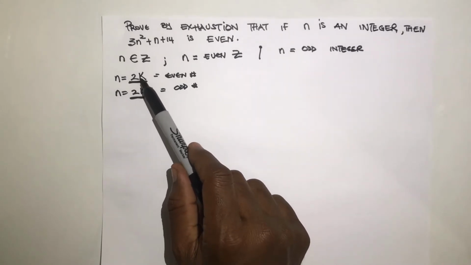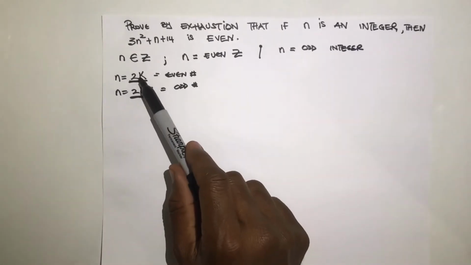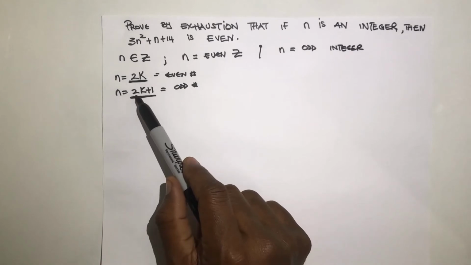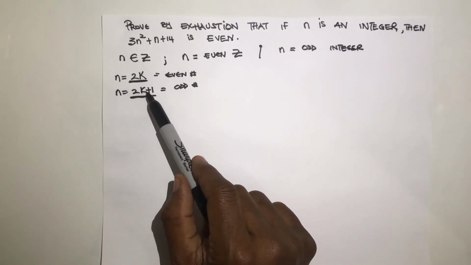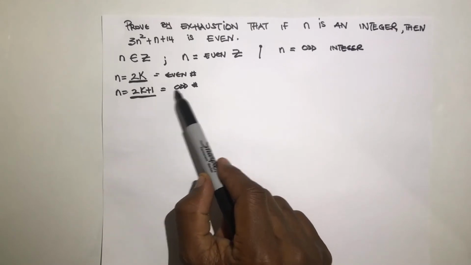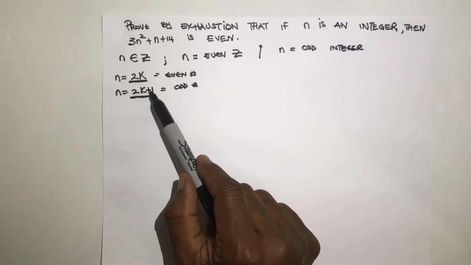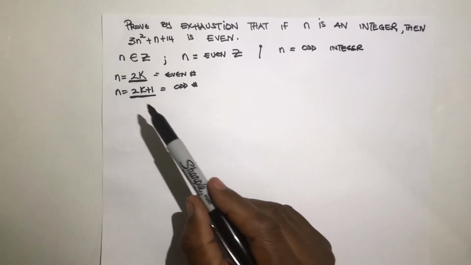So if k is 1, 2 times 1 is actually 2, which is an even number. If k is 3, 2 times 3 is 6, which is an even number. Same here. If k is 1, 2 times 1 is 2 plus 1 is 3, which is an odd number. And if k is 2, it would be 2 times 2 is 4 plus 1, which is 5, which is still an odd number. So these are general notations.